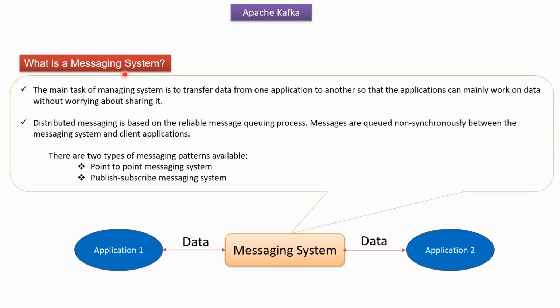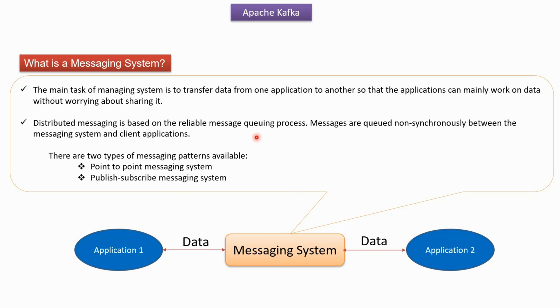What is a messaging system? Here you can see a messaging system. Here you can see application 1 and application 2. Using a messaging system, we can transfer data from one application to another, so that applications can mainly work on the data without worrying about how to share the data.